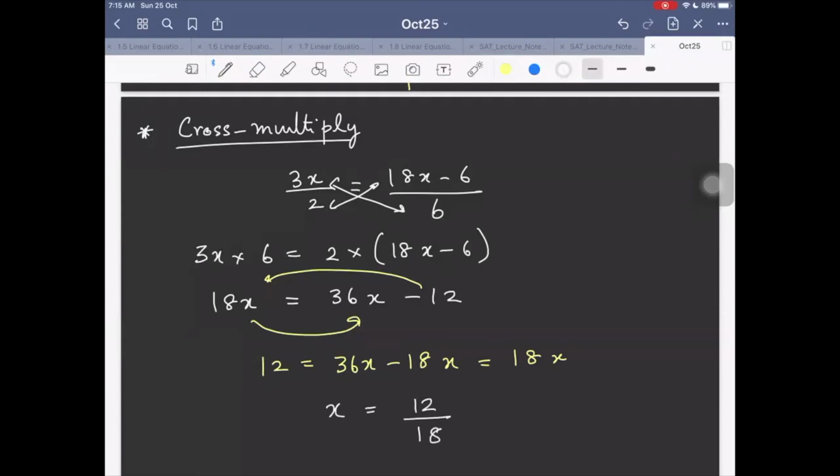So you can cancel off the common terms. The common term is 6 here. You can cancel by 6 throughout. So it's 2 divided by 3. So that is another thing you need to note. Sometimes we need to cross multiply. But we need to also figure out whether to cross multiply or not, because in some cases, you may be able to simplify the denominator before making a cross multiplication.